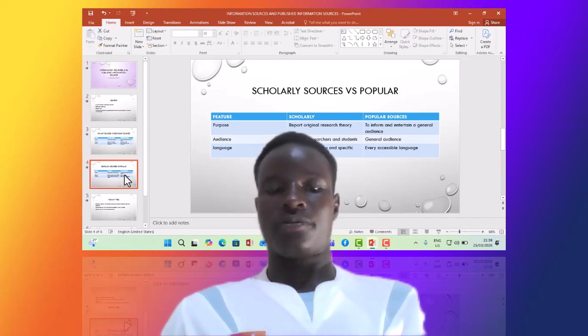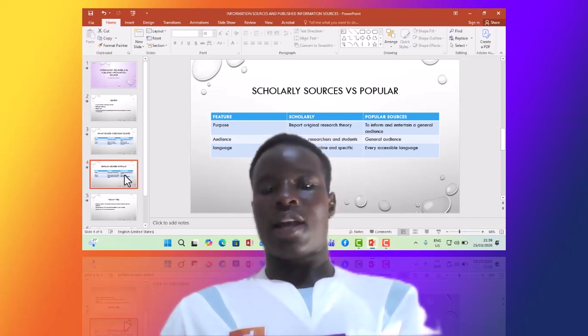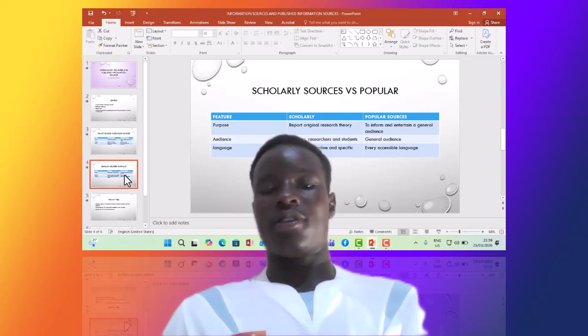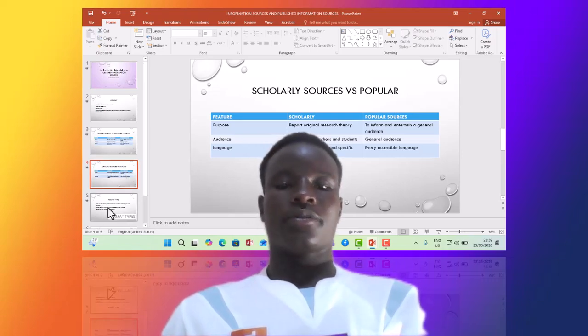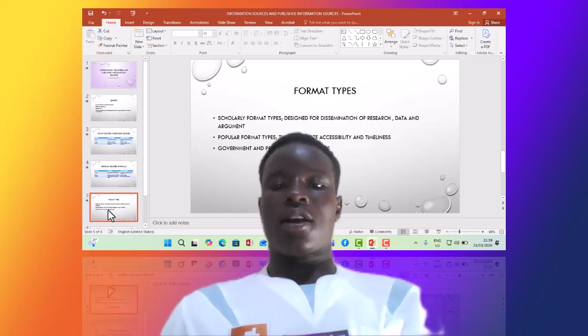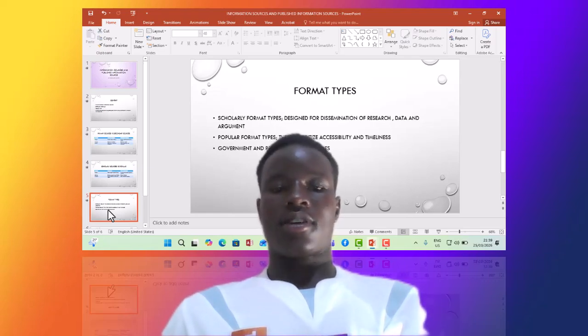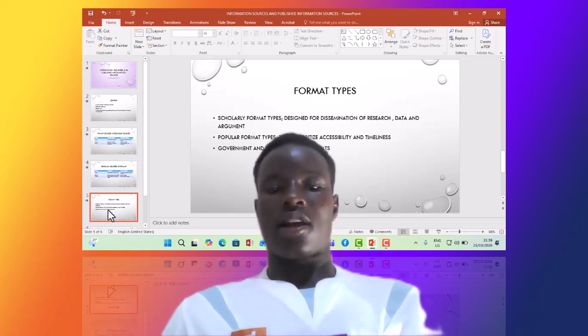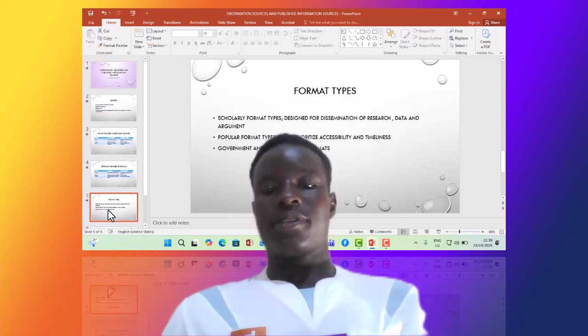And then language. Scholarly is a bit technical, with discipline-specific jargon. Then the other one is very accessible language. You can use any language you want. So guys, you can look also at the formats. Scholarly format types are designed for dissemination of research, data, and argument. Another format is popular format types. This prioritizes accessibility and timeliness. Another one is government and primary source formats.